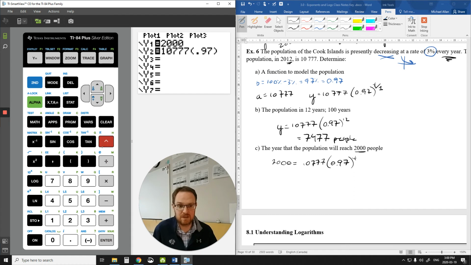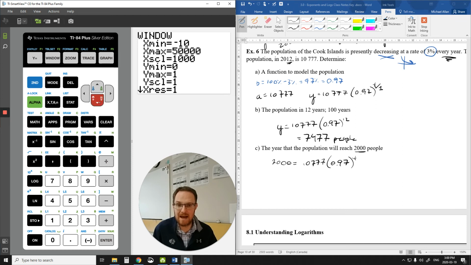Okay, let me just finish putting this in. So let's go to my window then. So I know what my y max has to be. It's got to be at least that 10,707. So let's put 11,000 into our equation here. You can change the scale to make it look nicer. Let's say every 1,000, so there's only like 11 ticks or so. Y min 0 makes sense.